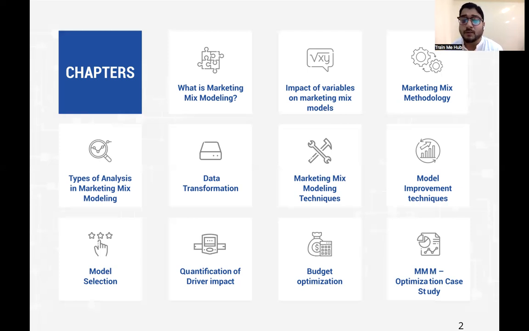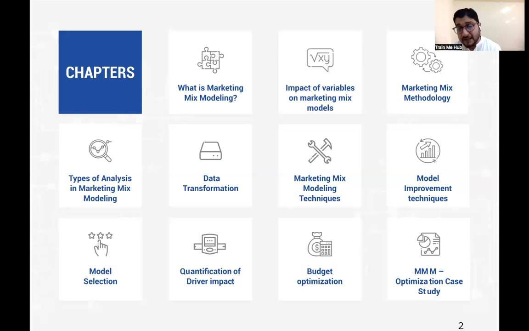That we will be checking what the different factors or drivers are which are helping get your sales, get your conversions, or what particular driver is affecting your marketing. Then we'll be going ahead with budget optimization.